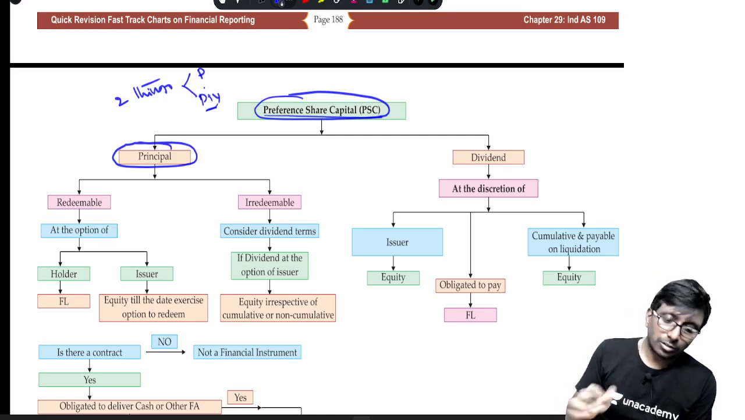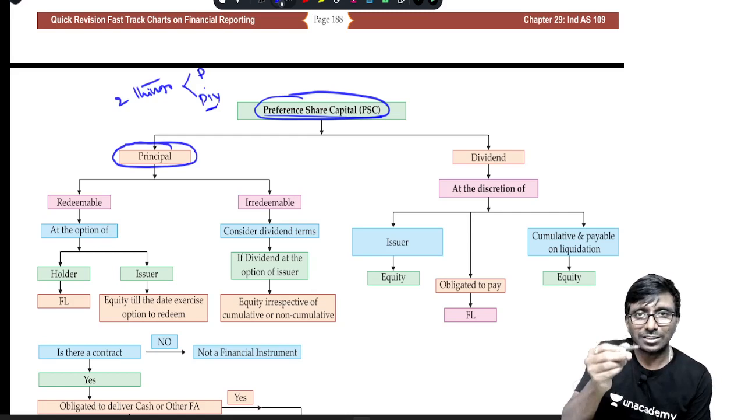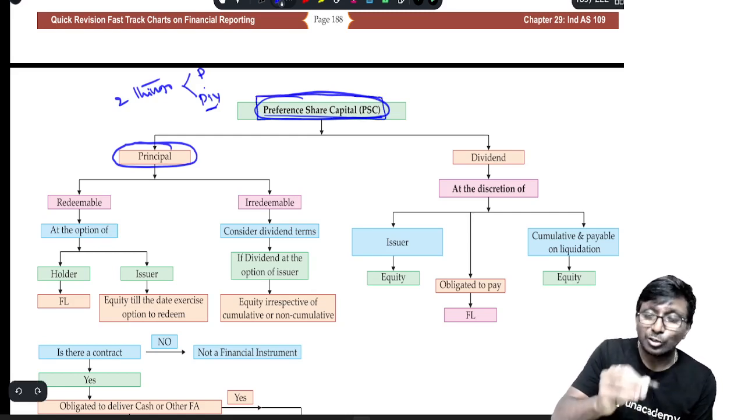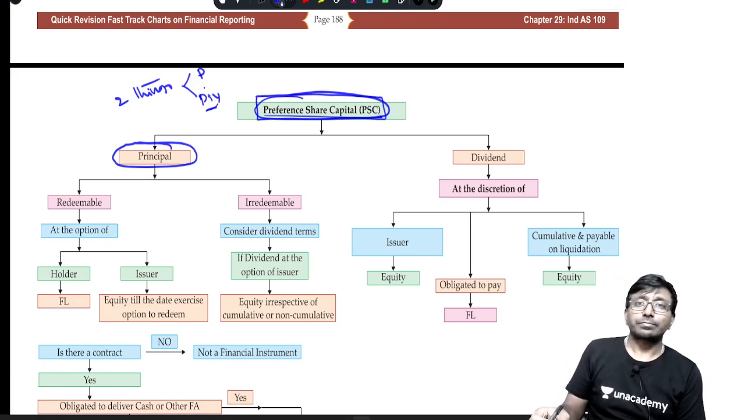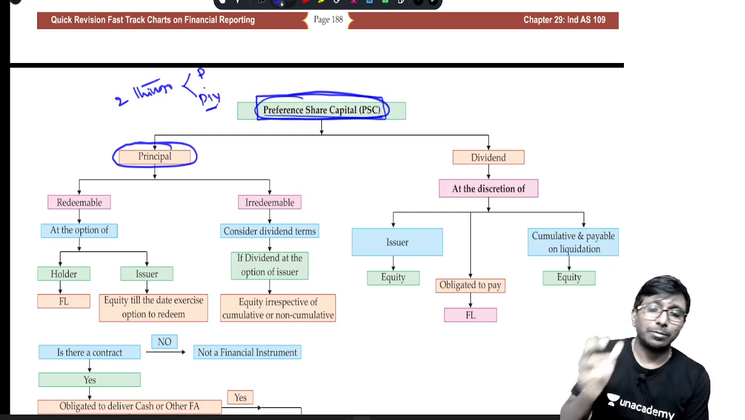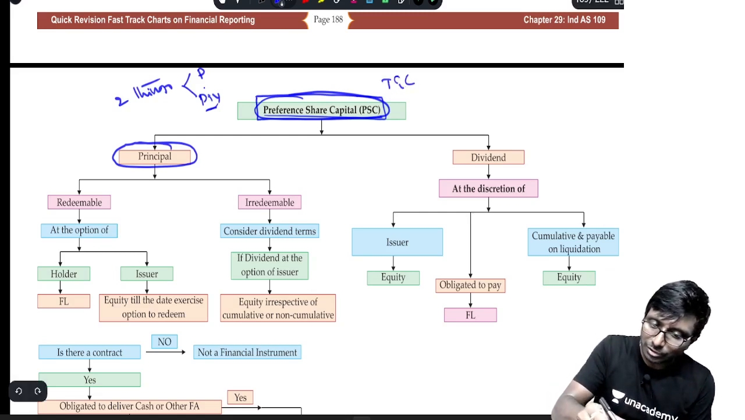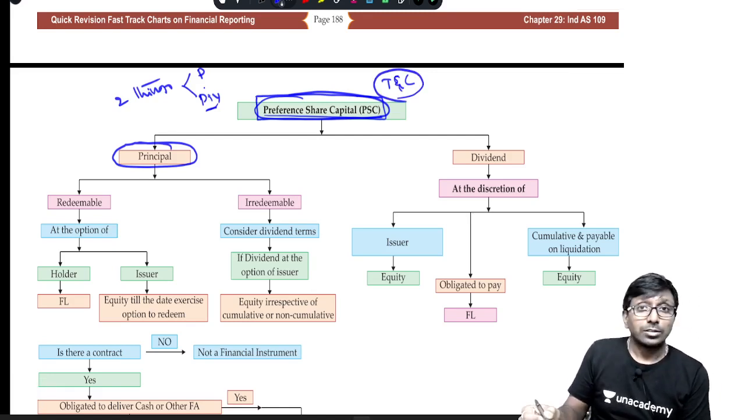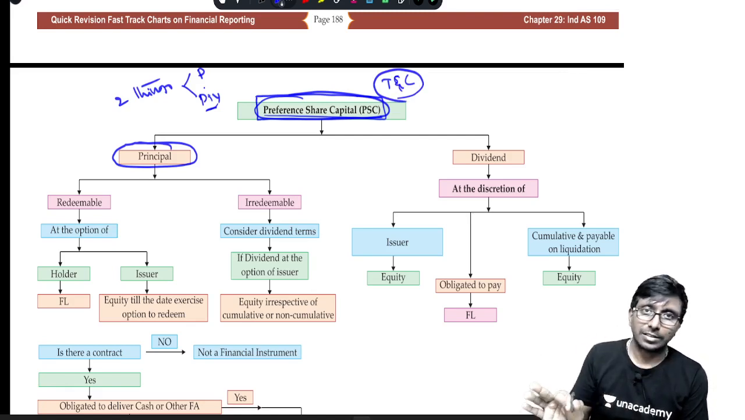Fine. Now the question is about the principal. First of all, you are not supposed to analyze it by looking at the name of it. Understood? Right. You have to look at the terms and conditions of the agreement, not the name. Going by name is very dangerous actually.